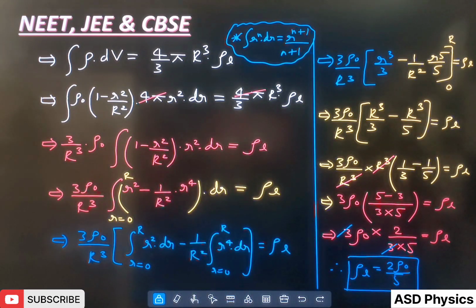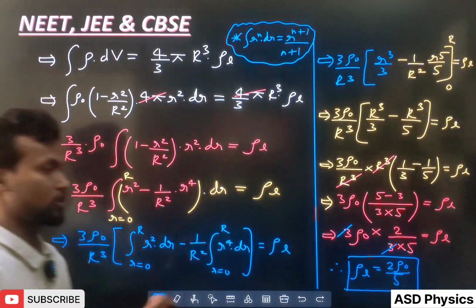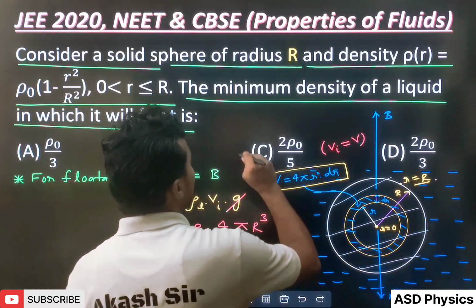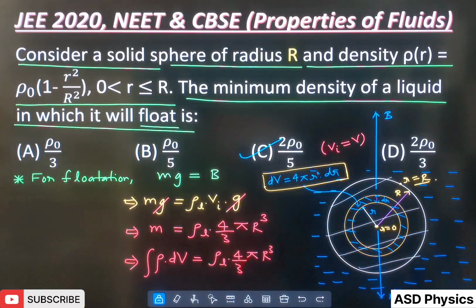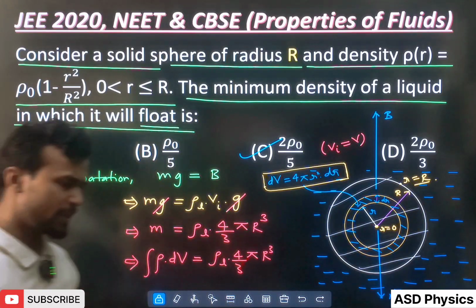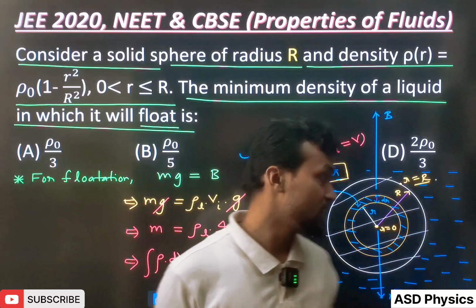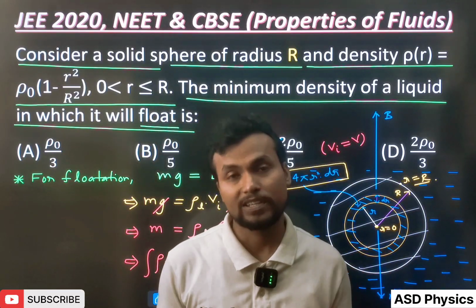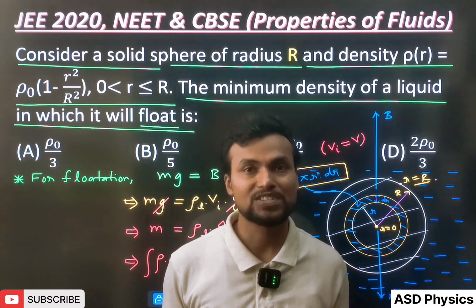Then only this solid sphere will float. Solid sphere will float. So 2 rho naught by 5. Here you can see 2 rho naught by 5. So students, I hope this question, in which density is the variable and we have done the integration, and all that is very, very clear to you. Keep studying, keep going.